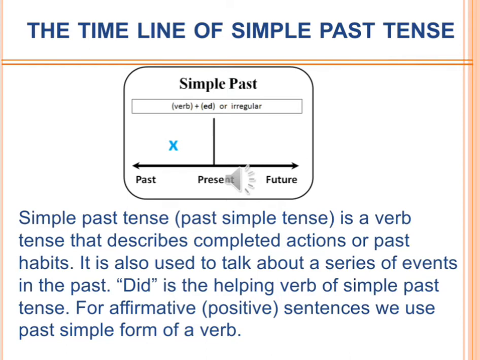Simple past tense, or past simple tense, is a verb tense that describes completed actions or past habits. It is also used to talk about a series of events in the past. Did is the helping verb of simple past tense. For affirmative or positive sentences, we use the past simple form of a verb.